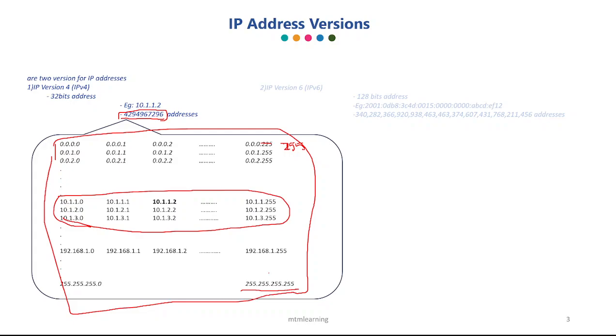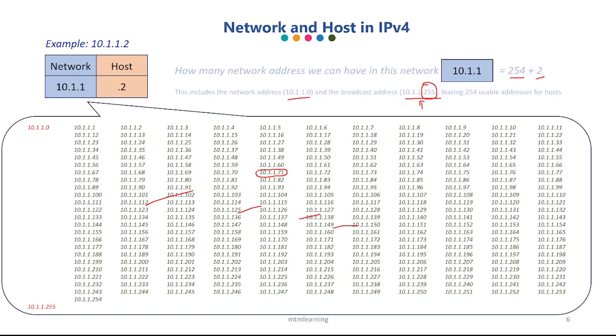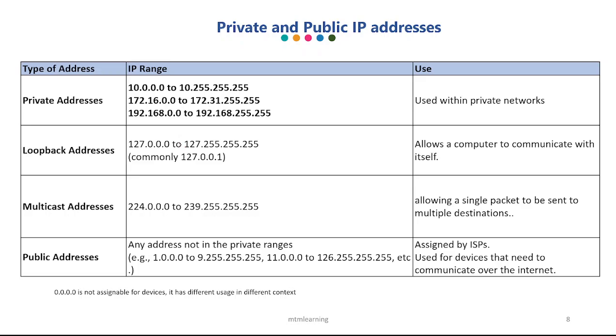But can I use all of them? Definitely no. How are we going to see that? This particular table will explain that to you. For example, the most important thing is the private IP addresses. These are the range of IP addresses we can assign to our devices in the local area network.